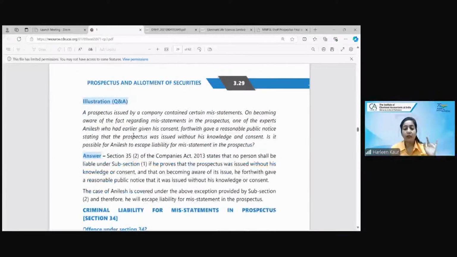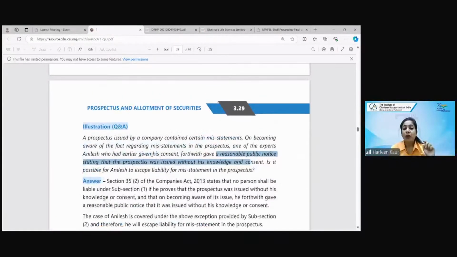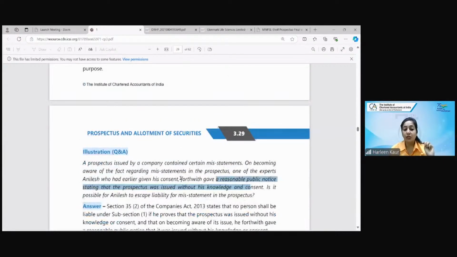One more question we can cover, please. A prospectus was issued containing misstatements. On becoming aware, one of the experts, Anilesh, who had given his consent, gave a reasonable public notice stating that the prospectus was issued without his knowledge. Is it possible for Anilesh to escape liability? Tell me. This is the question in front of you on the screen. I want all of you to answer me. What will happen in this case? He has given a public notice. Can he escape from his liability this way?